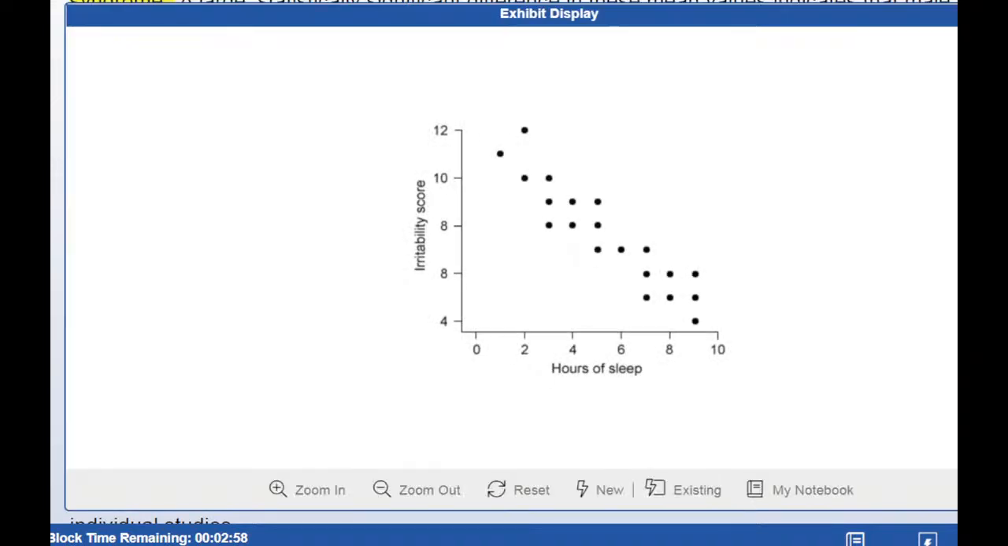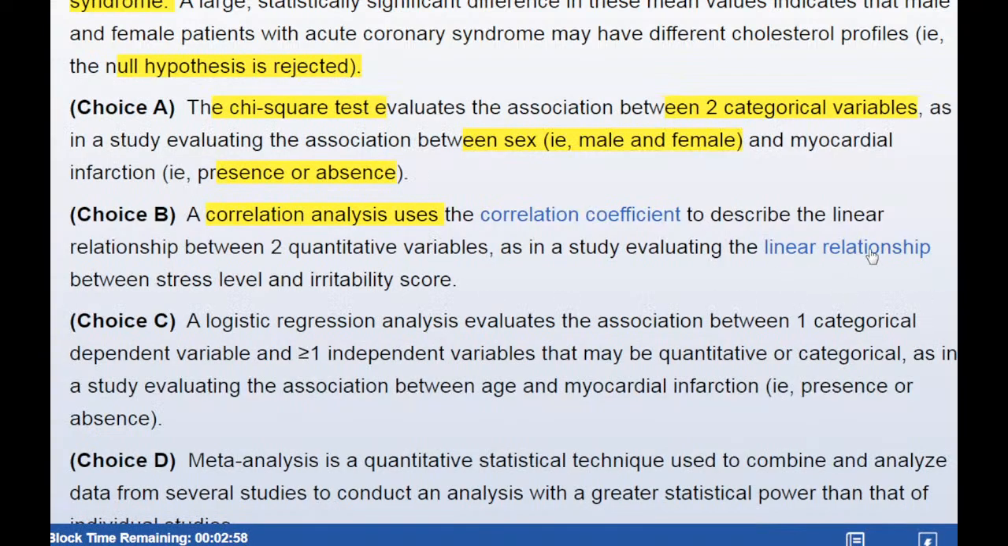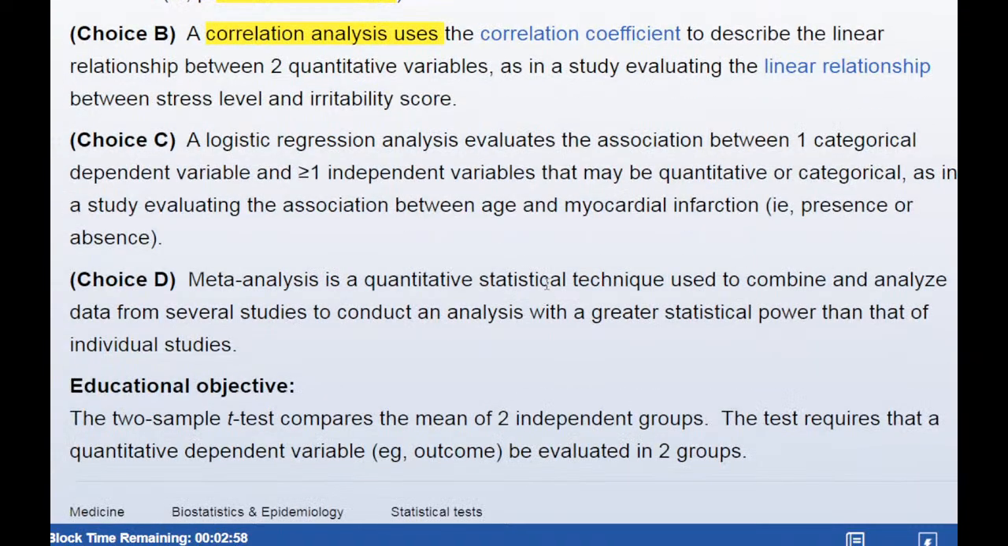Okay, so let's see, this is another one. It's talking about a relationship, a linear relationship. This is important too. I have seen questions of this. This is high yield too. When this is a linear correlation like this. This is inverse. So let me see the linear relationship between stress levels and irritability score. Okay, let's keep going, guys.